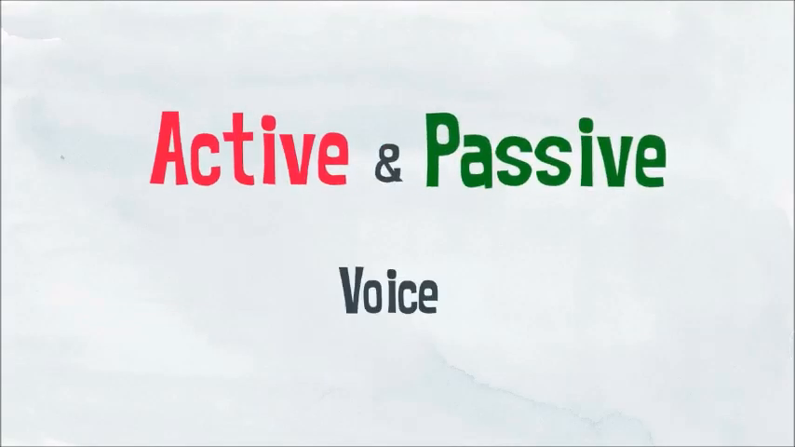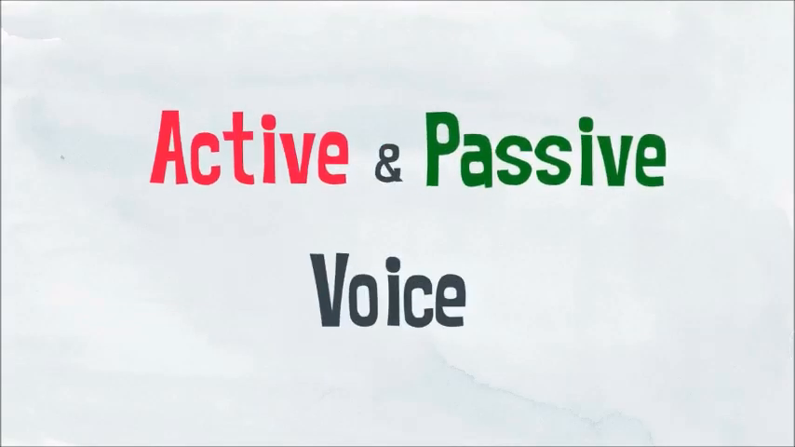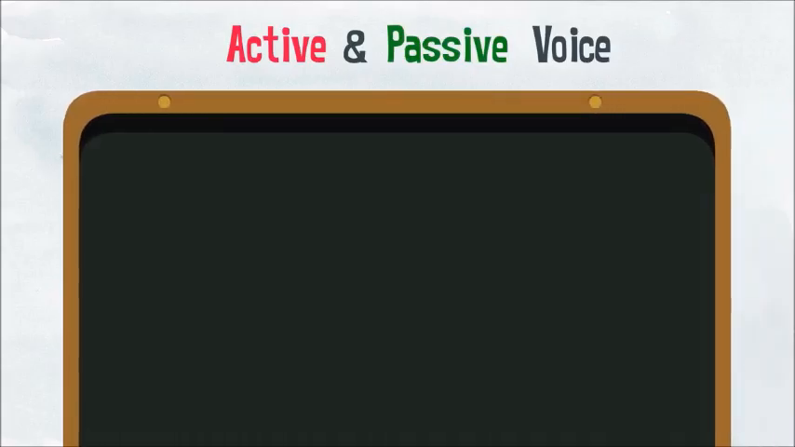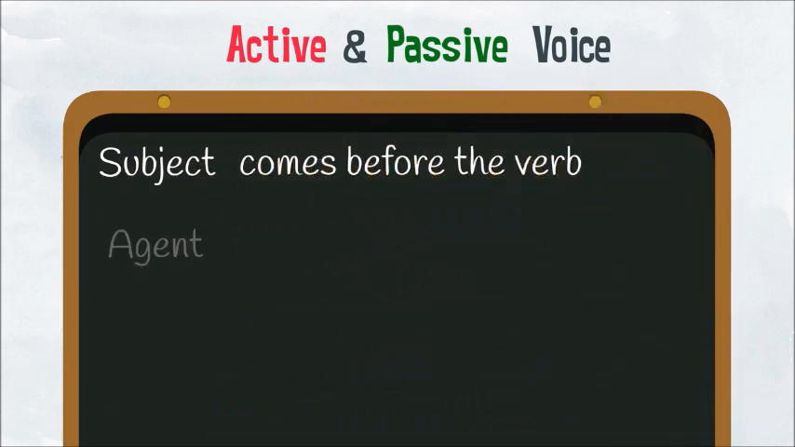Active and passive voice. To understand active and passive voice, it can be helpful to understand the difference between the subject of a sentence and the agent. The subject of the sentence always comes before the verb. Subject, then verb, then object.